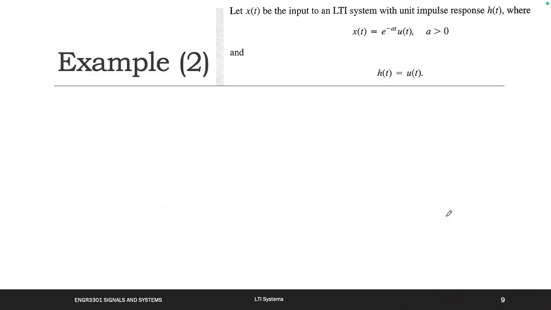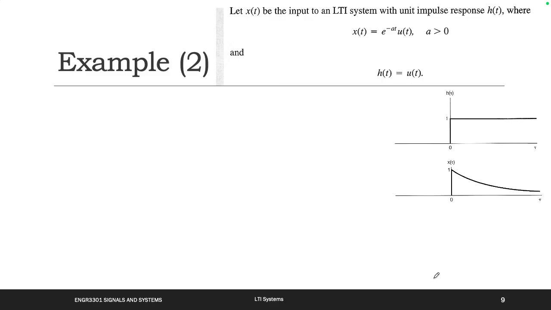Let x(t) be the input to an LTI system with impulse response h(t), where I have already given you the input signal and the impulse response. Here, what is the impulse response? Yeah, the unit step function, which just looks like this. This is our h(t). And what is our x(t)? Sorry, our x(t) looks similar to this. So what is the output?